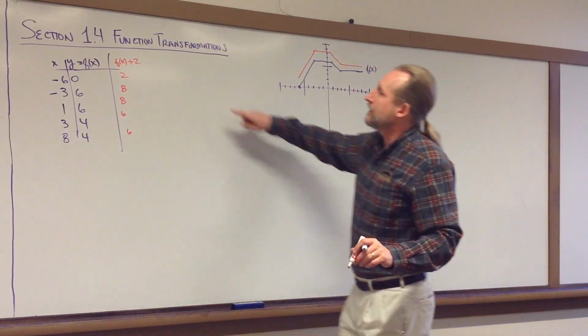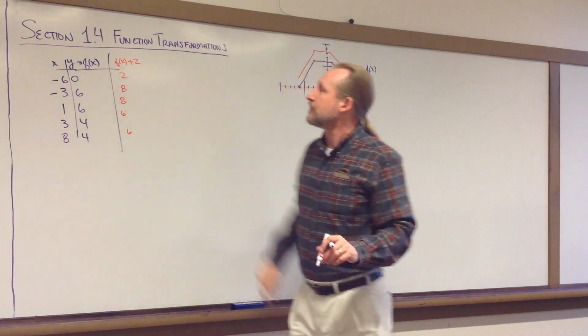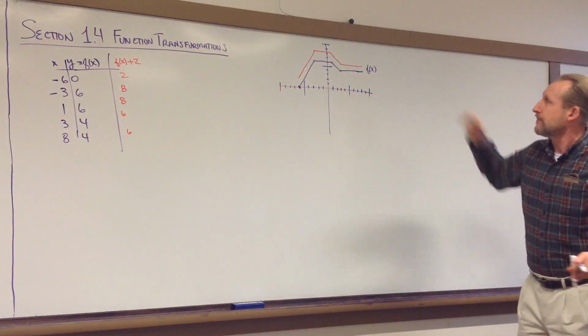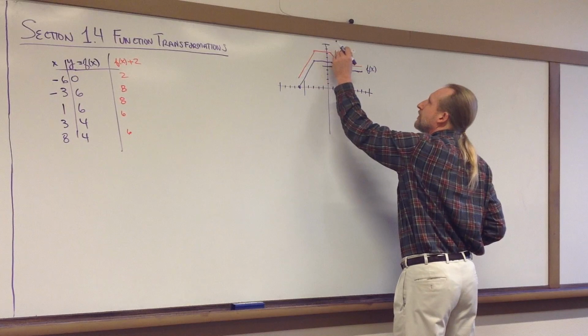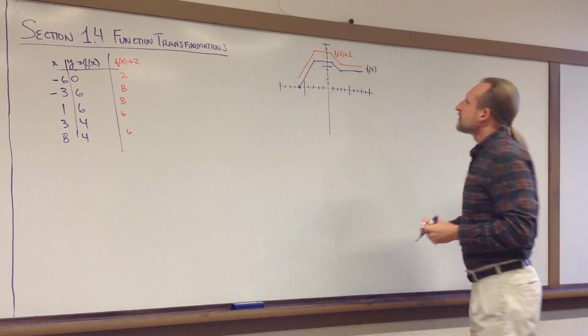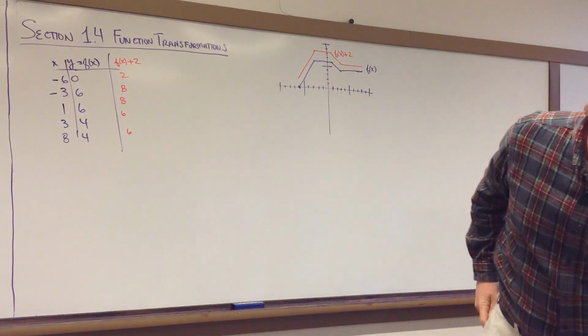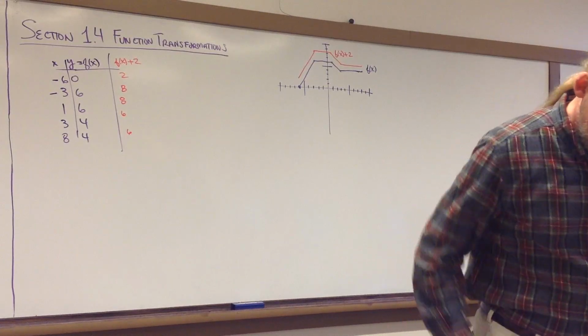So I think that's one of the simplest transformations: the vertical shift, up or down. You're adding on to the y values, which means that you're adding on to the f of x. I'll call this f of x plus 2. Okay, that's the first idea there.